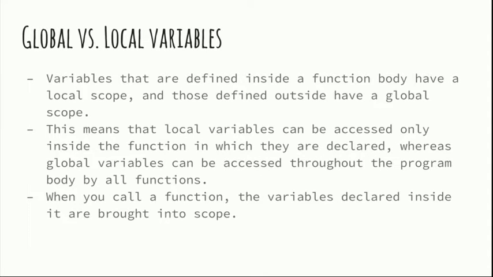Global versus local variable. Variables that are defined inside a function body have a local scope, and those defined outside have a global scope. This means that a local variable can be accessed only inside the function in which it is declared, whereas a global variable can be accessed throughout the program body by all functions. When you call a function, the variables declared inside it are brought into scope.